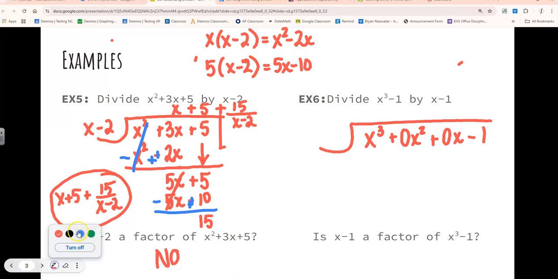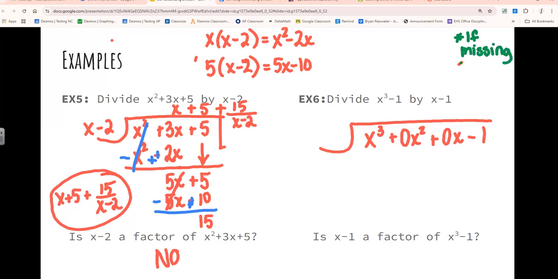Here, if missing terms, fill in with zeros. Okay, so if you're missing some terms, you're going to need to fill those in with zeros. And then our x minus 1 goes out here.